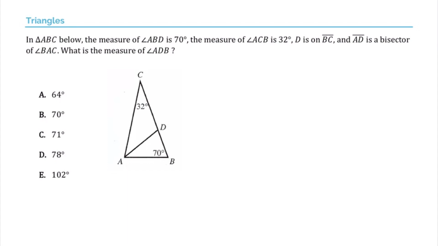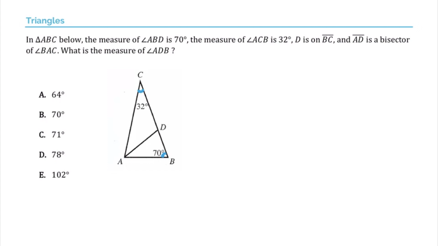All right, we're getting down to our final two questions on triangles, and these are both hard questions. So they were in kind of the later set of questions. In triangle ABC below, the measure of ABD is 70. Okay, so there's that one right there. The measure of ACB is 32. Okay, so that one's right there.